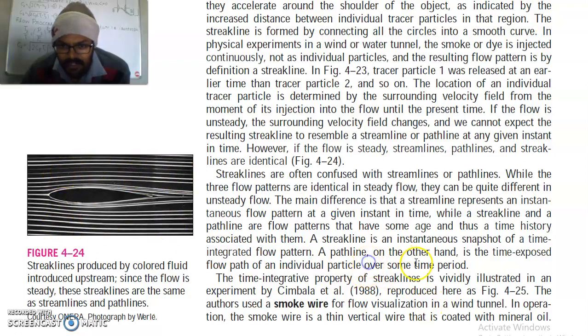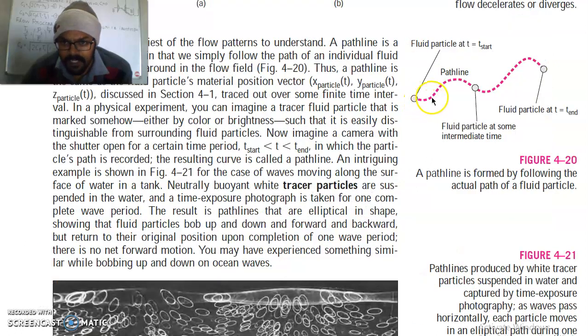A pathline, on the other hand, is the time-exposed flow path of an individual particle over some time period. So in a pathline, a fluid particle will flow, and for the particular time interval we will connect all the positions, and then we will get a pathline. A pathline is found by following the actual path of a fluid particle over a time interval, that is t equal to t start to t equal to t end.